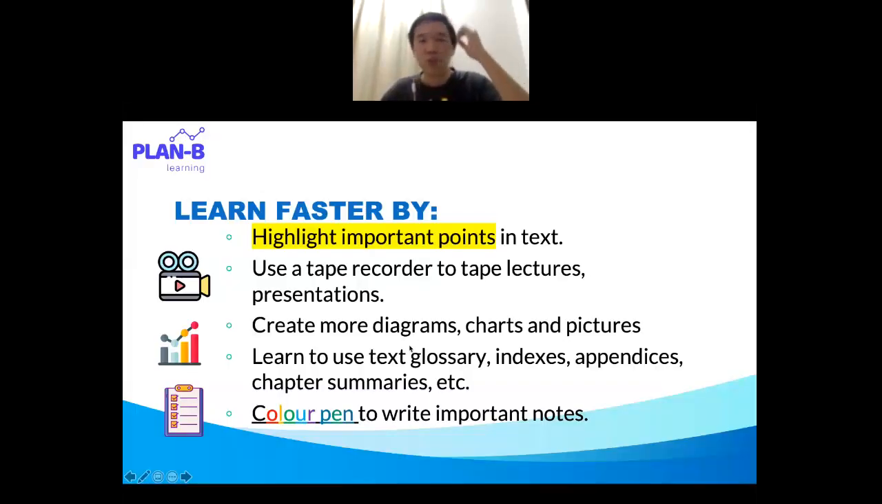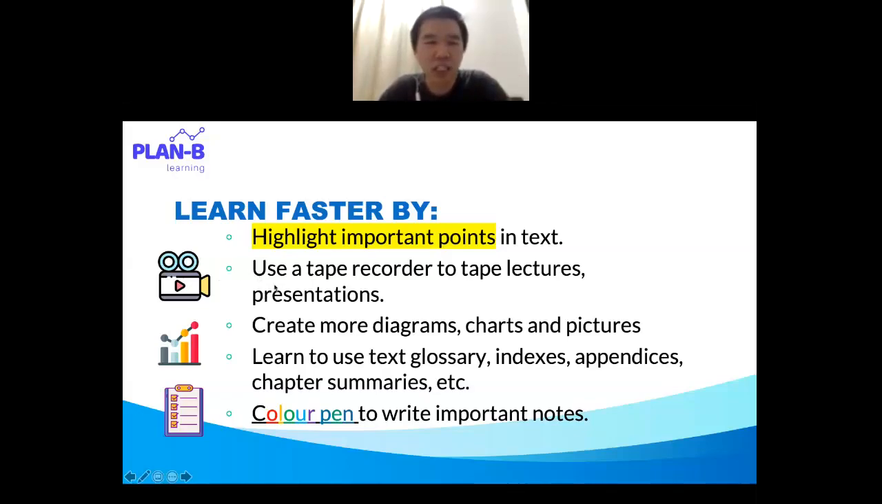So for visual learner, this is some tips for you to learn faster. All you need to do is basically highlight the important points in your text. If you want to learn faster, for visual learners, those who responded to me just now, please do highlight important points. And I suggest you buy a few highlighters, a few colors of highlighter. This will help you a lot.